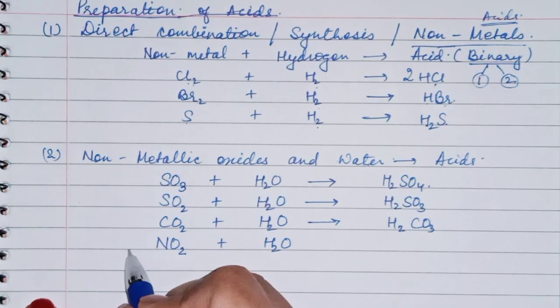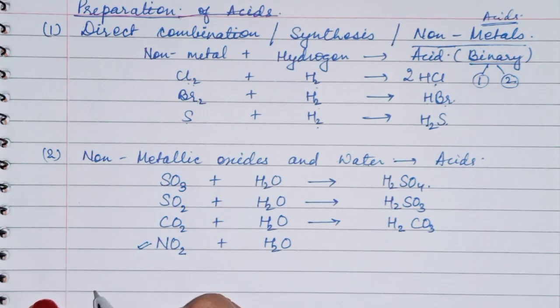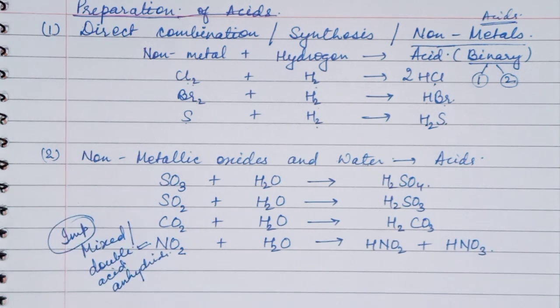Now children, this fourth example is very important for your exam. This one will give mixed acid, mixed or double acid. See here, NO2 with water will give a mixture of acids, that is HNO2 and HNO3, nitric acid and nitrous acid. So it is also called mixed or double acid anhydride.